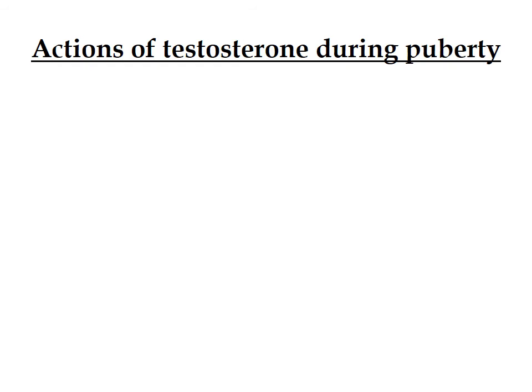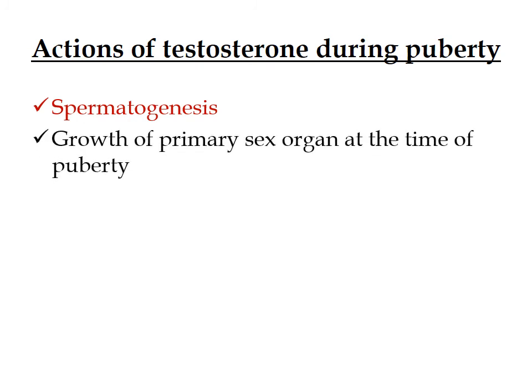Actions of testosterone during puberty. It is required for spermatogenesis to go on. Growth of the primary sex organ at the time of puberty: the size of the primary sex organ increases at the time of puberty, which is mediated by testosterone.